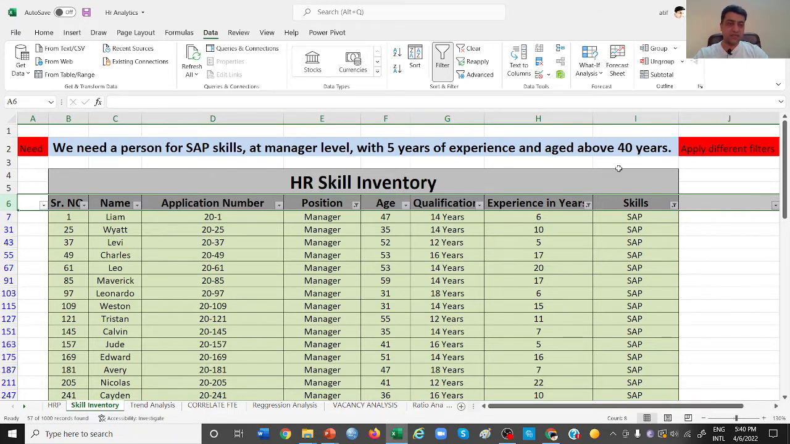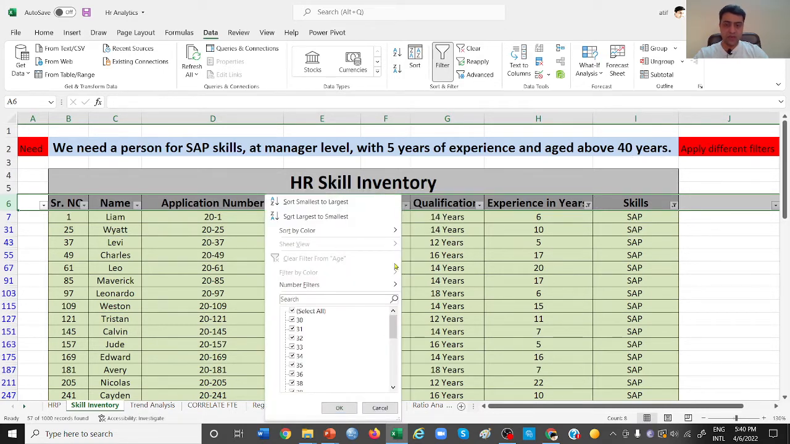Then we have another filter that we need to use, that is age above 40 years. So we can go to this age bar. We can select anything above 40. So then we will have to deselect anything less than 40. And then we will be able to come up with our answer of the HR need. So now we are having people above or equal to 40 years of age.